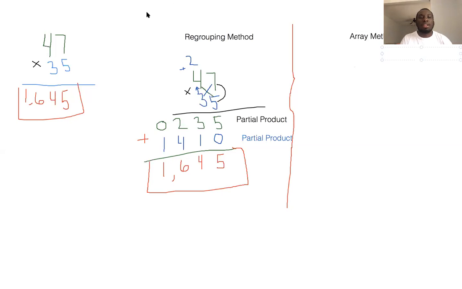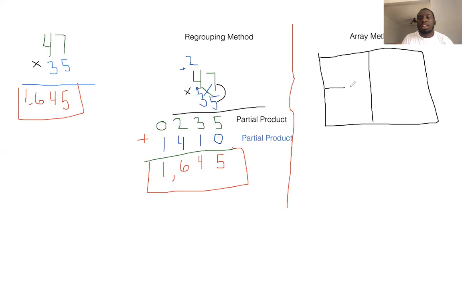My first thing I'm going to do is draw a box. I'm going to draw a rectangular array. And in this box, I'm going to have 4 squares. Each square is going to represent a number.